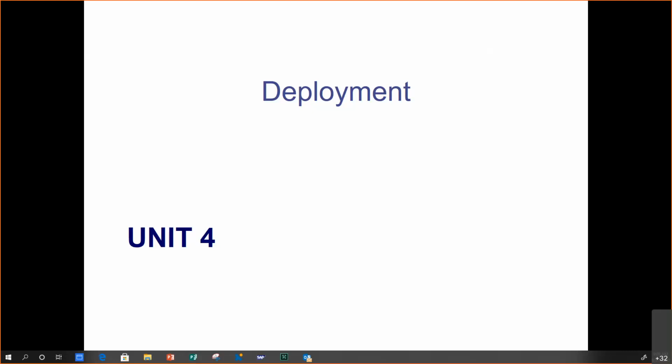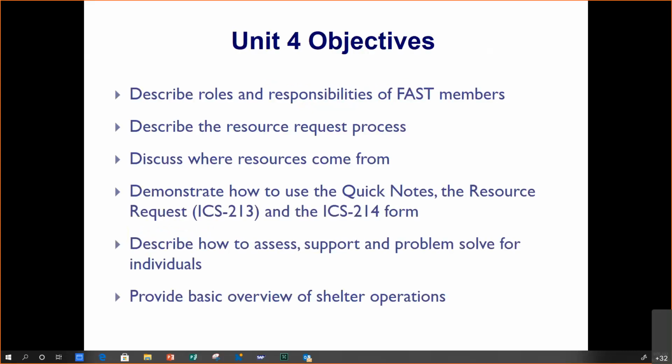Thanks, Lauren. Sherry, if you want to go ahead and move to the next slide, please. So Unit 4 objective, we're going to describe roles and responsibilities of the FAST members, describe the resource request process, where the resources come from. We'll go over the quick notes 213 and 214 forms. Describe basically how to assess, support, and problem solve for individuals and provide an overview of shelter operations. Next slide, please.